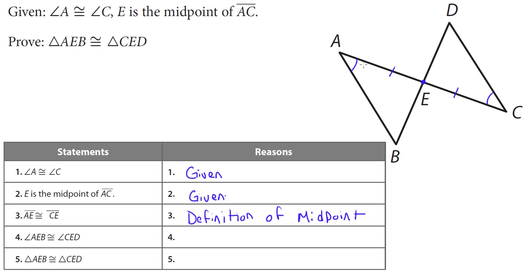So we have angle, side, and we need angle. So we need this angle here, angle AEB, to be congruent to this angle here, angle DEC. So do we know anything that will help us to determine whether or not these angles are congruent? Well, they're opposite each other, correct? Which means they're vertical, and vertical angles are congruent. So that is the evidence we need right there. So angle AEB is congruent to angle CED because vertical angles are congruent.